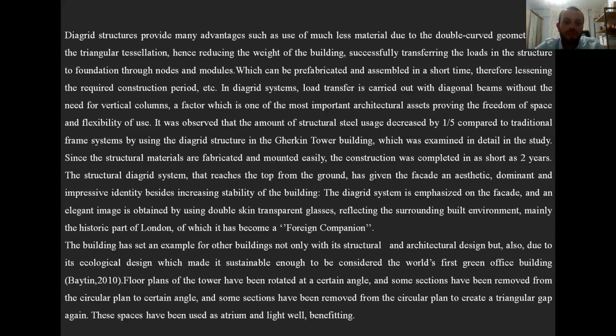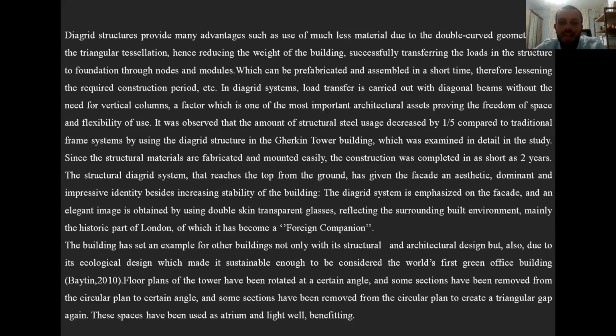It was observed that the amount of structural steel used was reduced by 1/5 compared to a traditional frame system by using the Diagrid structure in the Gherkin Tower building, which was examined in detail in the study. Since the structural materials could be fabricated and moved easily, the construction was completed in as short as 2 years. The structure of the Diagrid system that reaches from the ground to the top has given an aesthetic dominance and impressive image besides increasing the stability of the building.